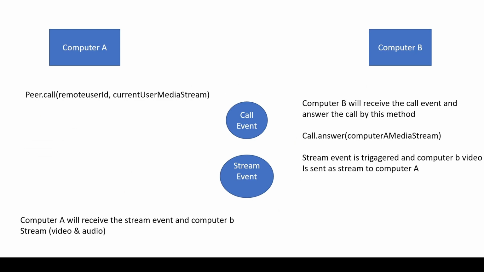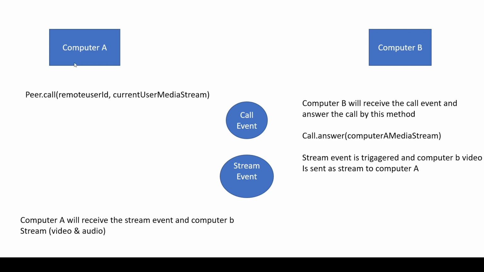So let me demonstrate how PeerJS actually works. As I told you, when we create the instance of the Peer class, a unique peer ID will be generated and assigned to a specific user. So whenever computer A is reloading his page, he will get his unique ID, and whenever computer B is reloading his page, he will also get his unique ID, which can be used further to connect with each other.